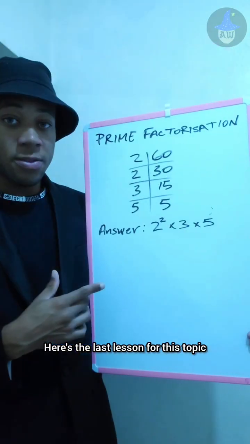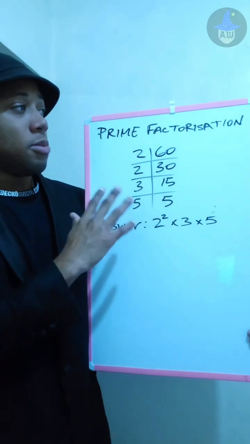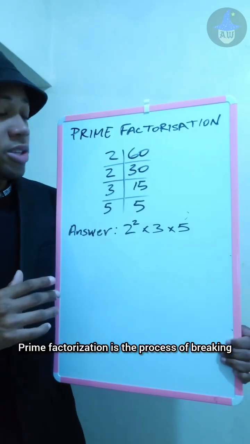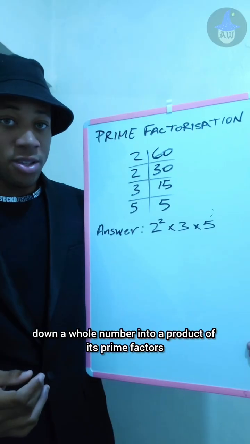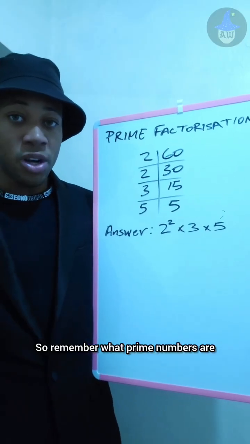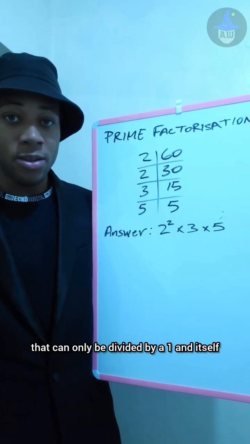Here's the last lesson for this topic. Prime factorization. Prime factorization is the process of breaking down a whole number into a product of its prime factors. So remember what prime numbers are. Prime numbers are numbers that can only be divided by 1 and itself.